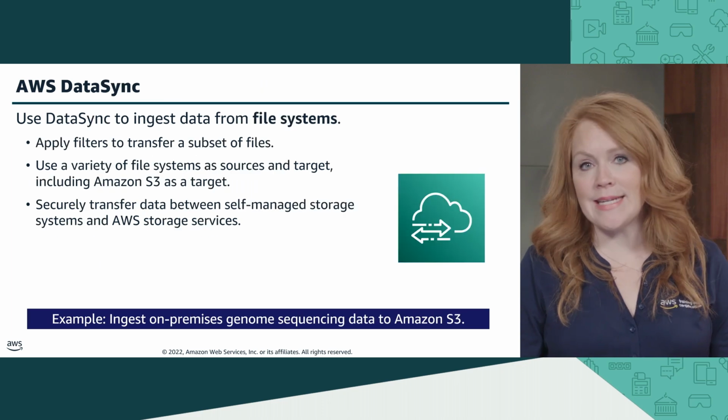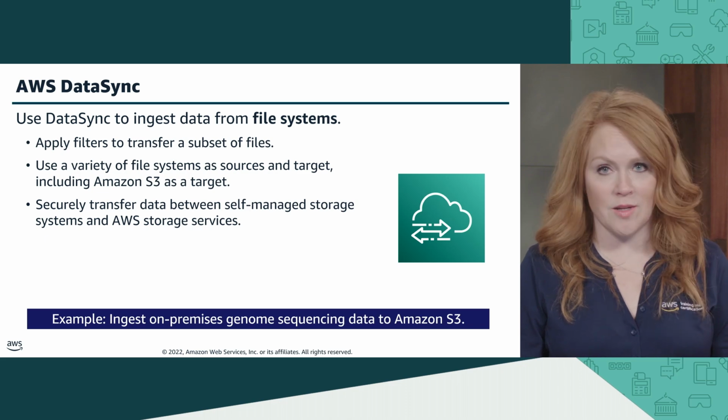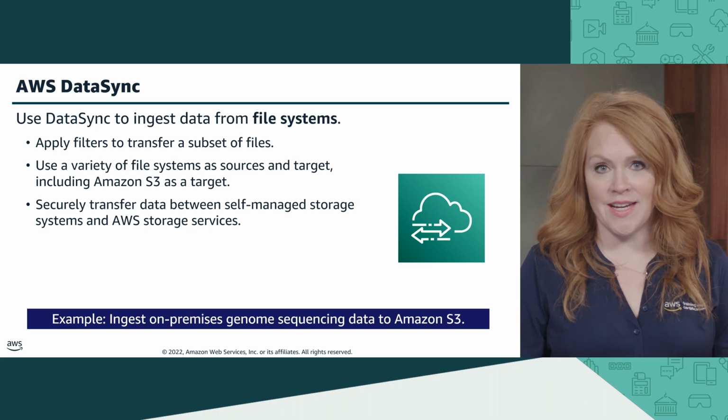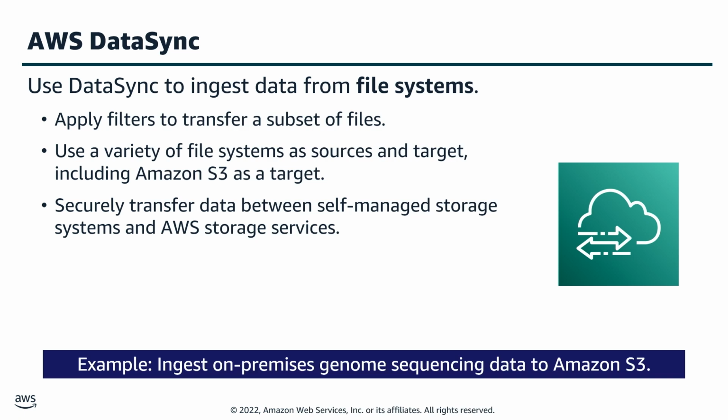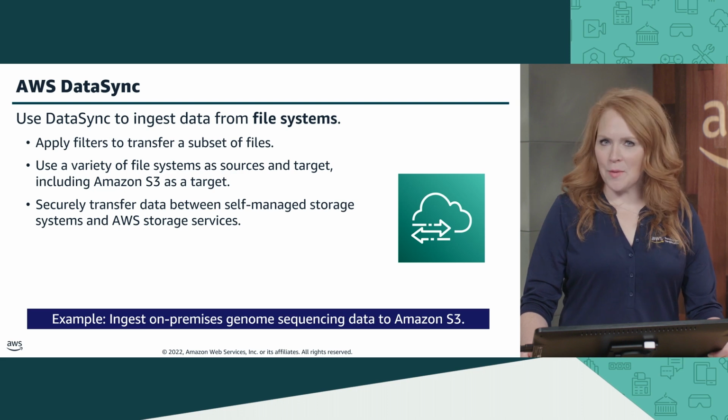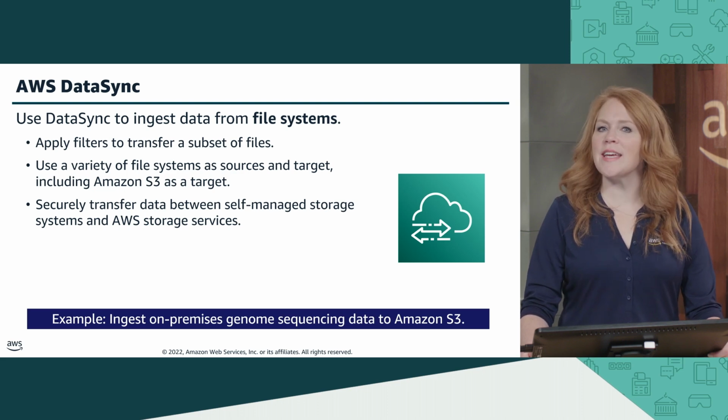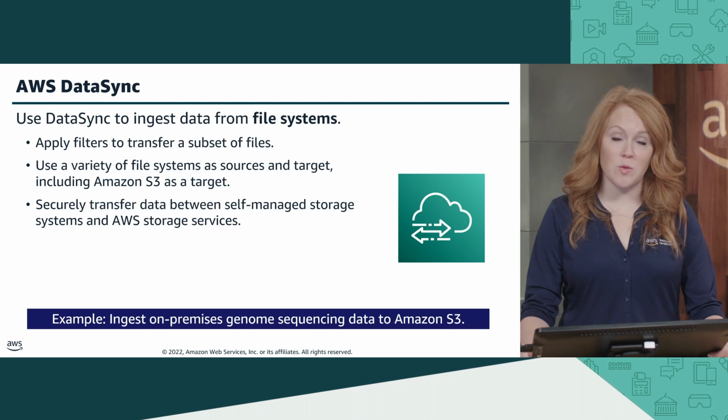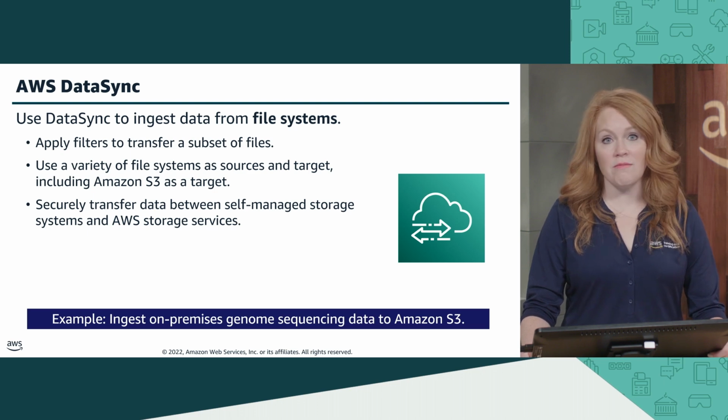Use AWS Data Sync to ingest data from file systems. You can do the following with Data Sync. Apply filters to transfer a subset of files. Use a variety of file systems as sources and targets, including Amazon S3 as a target. Securely transfer data between self-managed storage systems and AWS storage services. An example use case for Data Sync is to ingest data into Amazon S3 from a genome sequencing machine that creates and stores data on premises. The data in Amazon S3 can be used for analytics or ML applications.